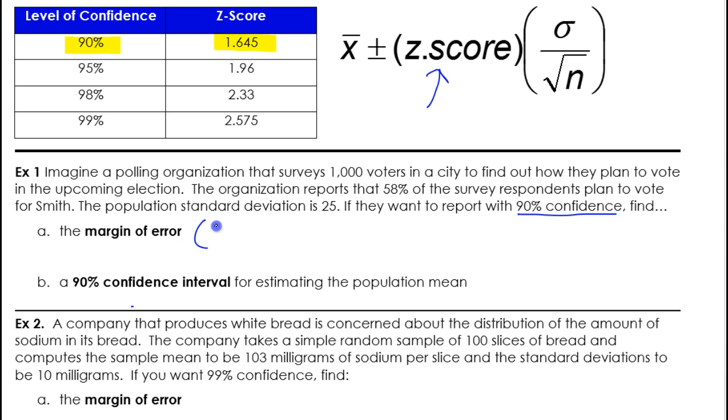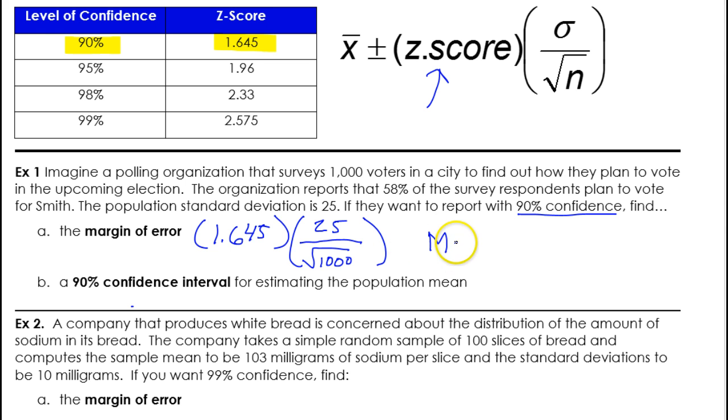So we're going to have the 1.645 z-score times, now I need my standard deviation. What's the standard deviation again? 25. All right, they said that was 25. Over the square root of the sample size. What's the sample size here? 1,000. 1,000 voters were surveyed, so that's the sample size. Okay, I'm going to pause the video for 30 seconds. Put this in your calculator and tell me what you got.